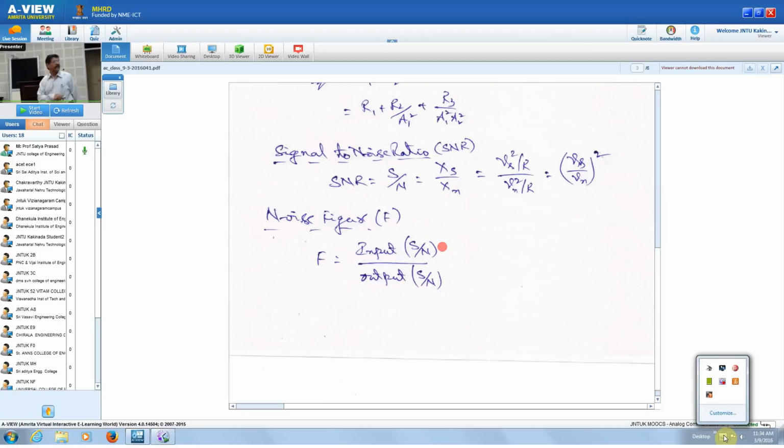Okay? So this is one metric that we have to compare the various receiver circuits or electronic circuits under the noise performance.